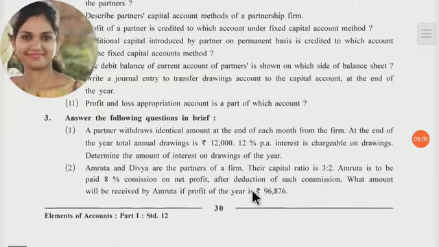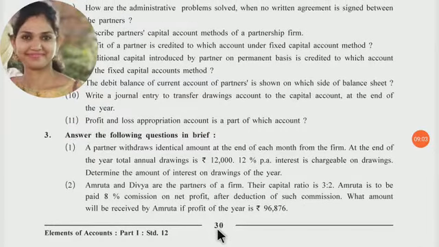Come to page number 30. Right girls? On page number 30, first question 3, first question. A partner withdraws an identical amount at the end of each month from the firm. Identical means the equal amount, and the word is the end of each month. When the beginning of the month is given, then we take 78 by 12. But here, at the end of each month, it means how many months do we have to calculate? 66 by 12. At the end of the year, total annual drawing is rupees 12,000.